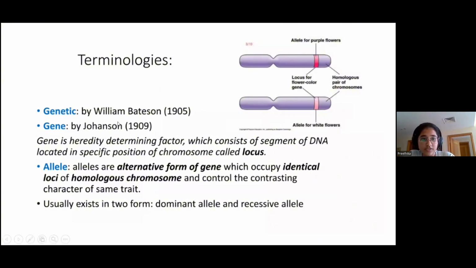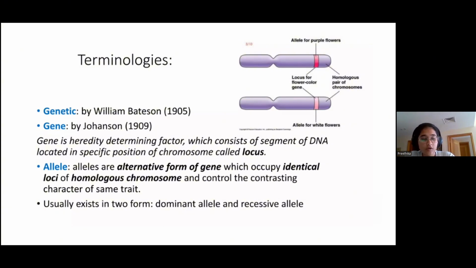So these are some terminologies that we use. The term genetics was coined by William Bateson, but the terms that we use now are gene and allele. Gene is the hereditary determining factor. So when we talk about gene, we could be talking about the eye color or the hair color or height. So that is gene, where you're talking about the hereditary determining factor, and it's a segment of DNA that's located in a specific position. So you have the locus here. But allele is the variation. So think of gene as the hereditary factor and allele as the variation.